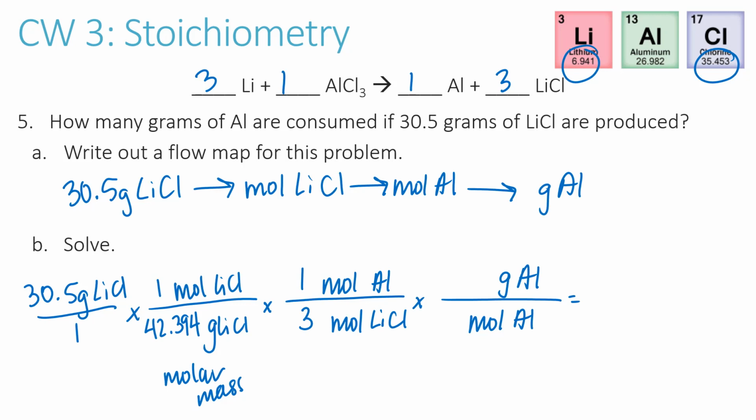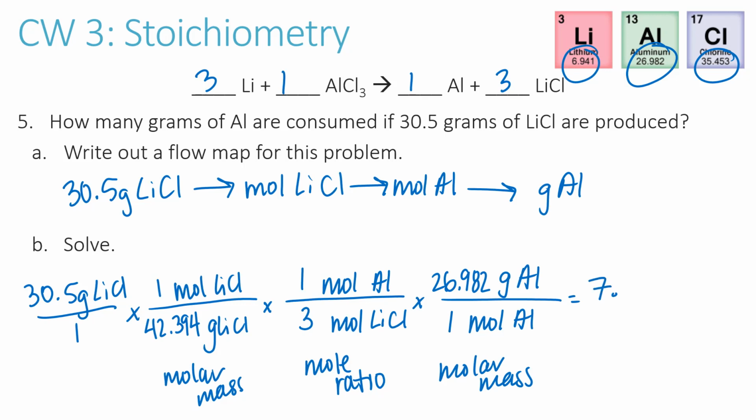And then lastly, we need the molar mass of aluminum, which is given to us here. So I get that 1 mole of aluminum has a mass of 26.982 grams. So when I solve this, I get 7.19 grams of aluminum. So if I were to produce 30.5 grams of lithium chloride, that means that I would also be producing 17.19 grams of aluminum.